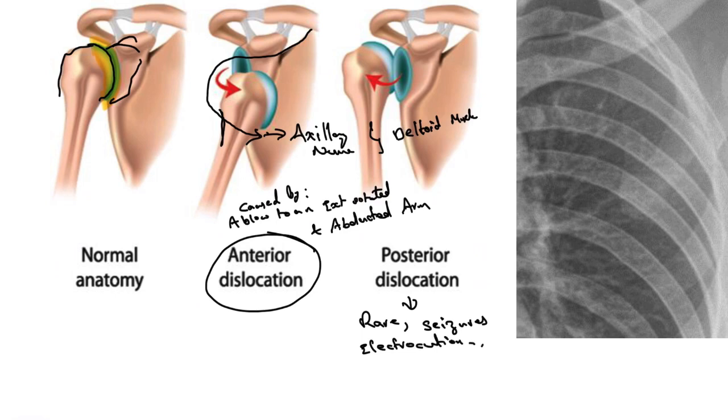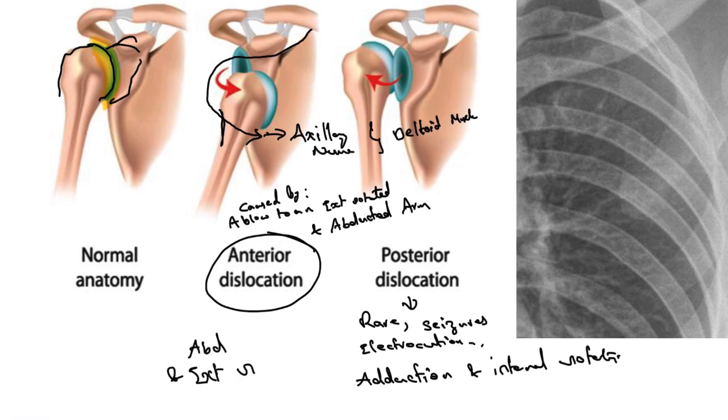Patients hold the arm in adduction and internal rotation. If any patient's arm is in adduction and internal rotation, then we have to think that it is posterior dislocation of the shoulder. If any patient has abduction and external rotation, then you have to think about anterior dislocation.